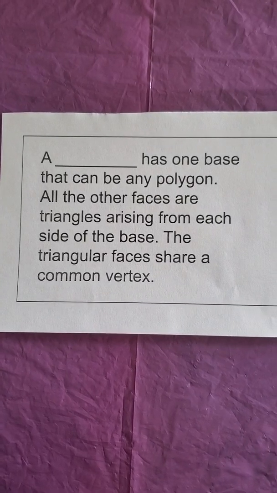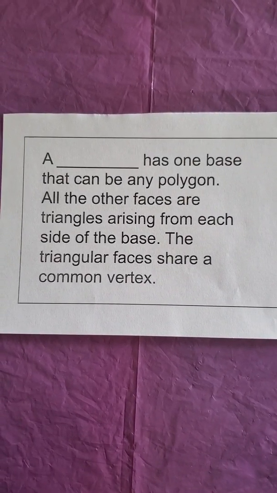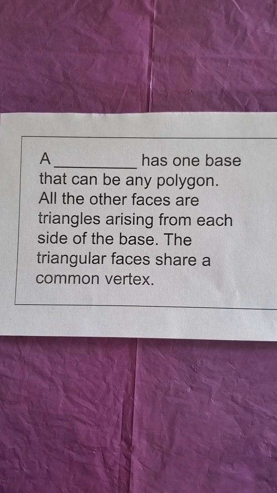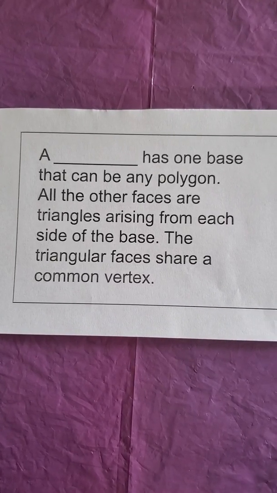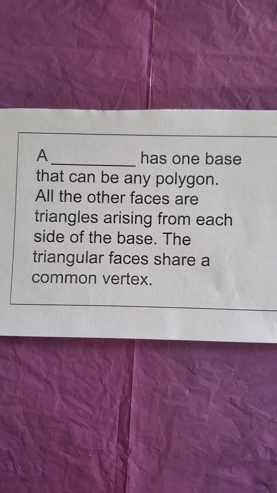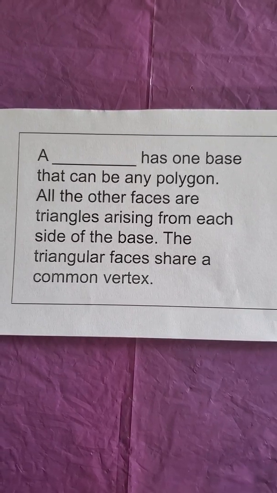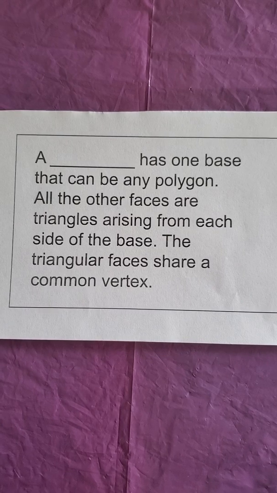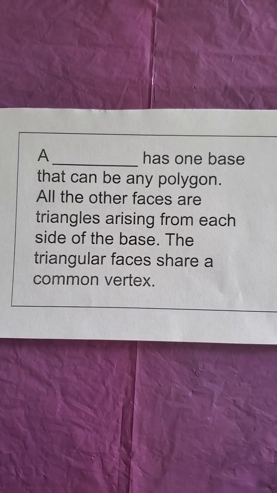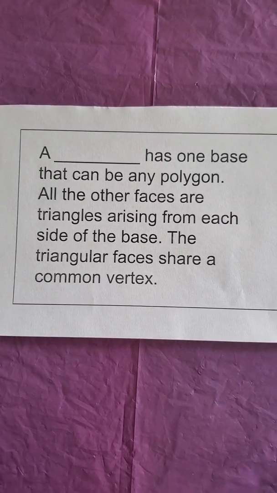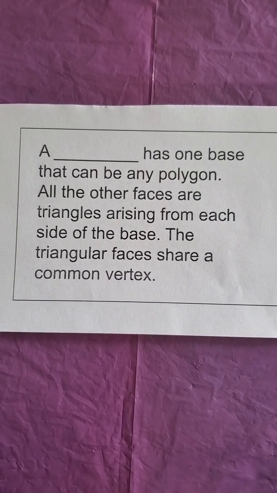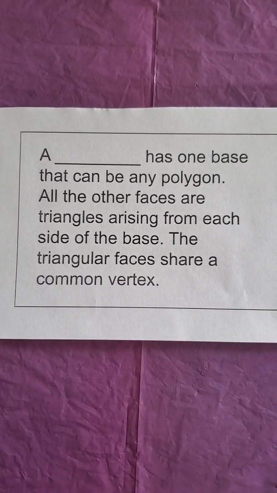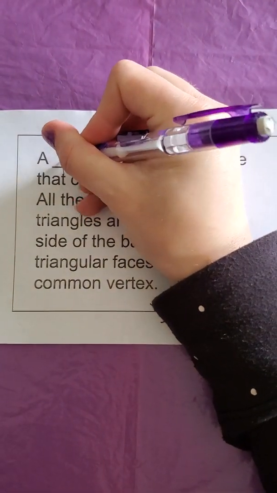For the next part in geometry, we are going to talk about pyramids. A pyramid is a geometric shape that has one base that can be any polygon. Polygon meaning shape. All the other faces are triangles arising from each side of the base. The triangular faces share a common vertex. This is known as a pyramid.